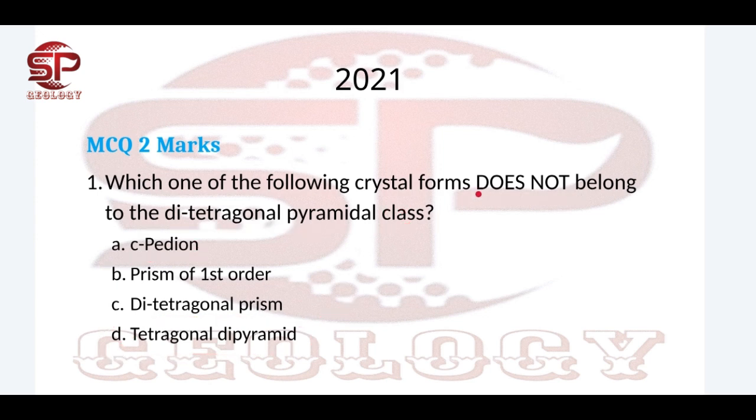So which one of the following crystal forms does not belong to the ditetragonal pyramidal class? You can say the prism of first order and the ditetragonal prism, they don't belong to the ditetragonal pyramidal class. The pyramidal class forms are tetragonal dipyramid and pedion. You'll find it in the textbook of GBM or the textbook of GB Mahapatra.